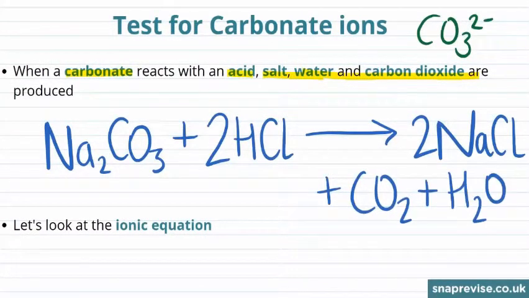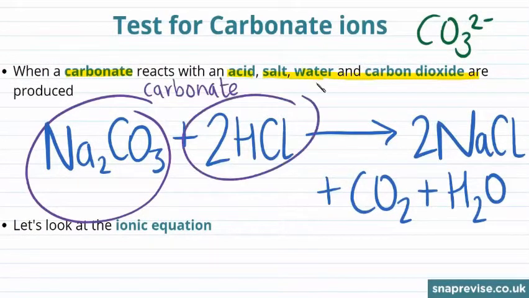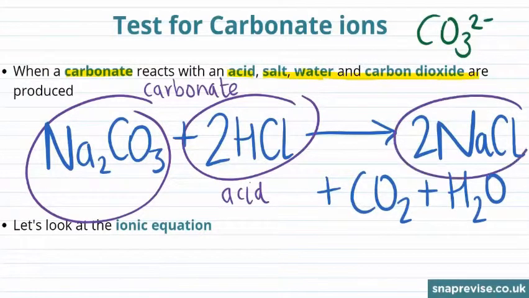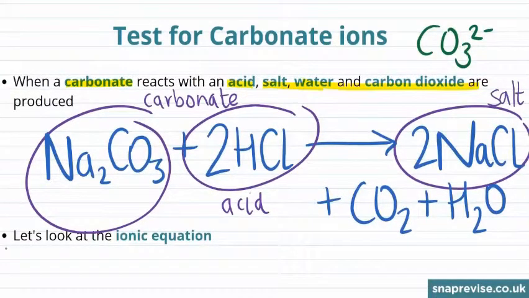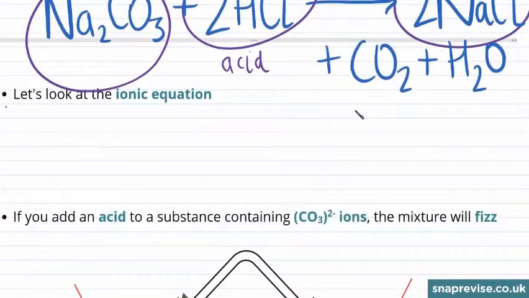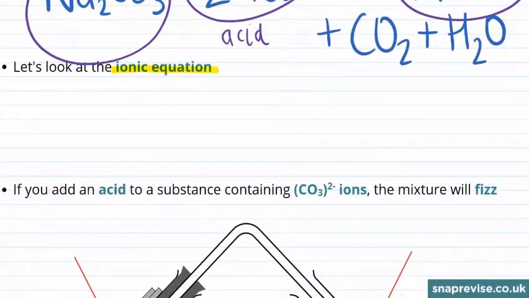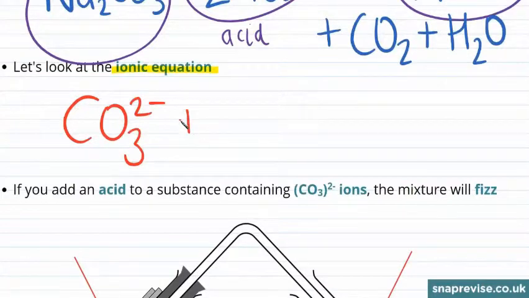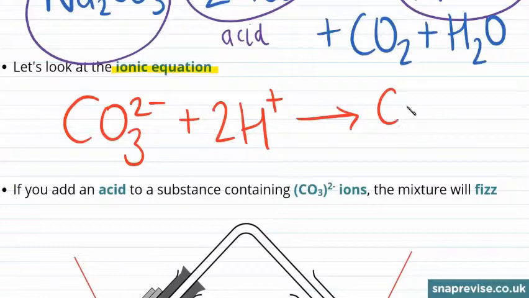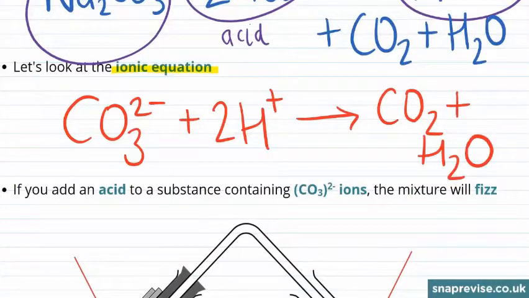And here we have a carbonate and an acid reacting together to give us our salt. We can remove the spectator sodium and chloride ions from this equation and look at the ionic equation. So this is simply that a carbonate ion reacts with two H+ ions from an acid in order to give carbon dioxide and water. And this ionic equation will hold regardless of what carbonate and what acid are used in the reaction.